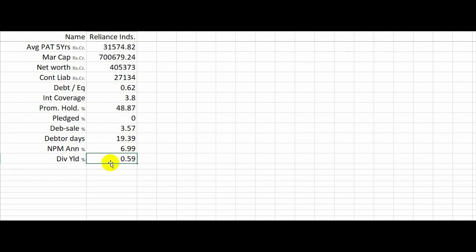So this concludes my analysis of Reliance Industries. This company also I would buy gradually as it goes down, because this is also a good company. It is managing its numbers, quantitative numbers, very well.